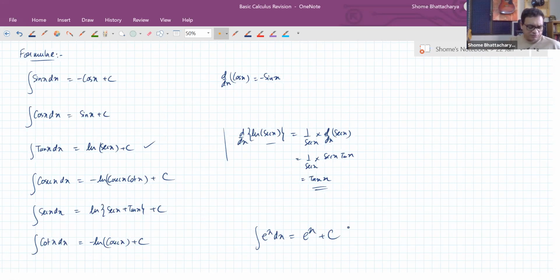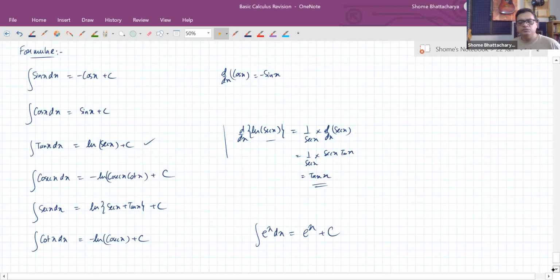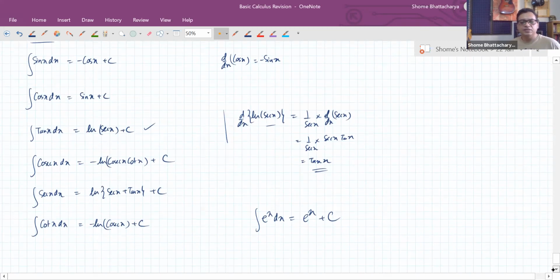So once again, I will be focusing more on the applications of integration rather than the basic formula. So let's look at an example or two. Then we'll come back to more techniques in integration.